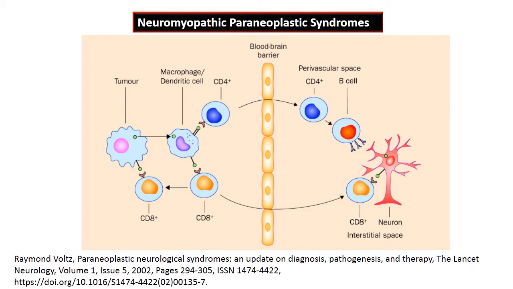CD8 positive T cells recognize the antigen on tumor cells and thereby contribute to a good tumor prognosis. And CD4 positive helper T cells migrate through the blood-brain barrier and home to the perivascular space, where they help B cells to produce specific antibodies. They also prepare a pro-inflammatory microenvironment that includes induction of MHC class 1 expression by neurons. This enables the cytotoxic T cell to attack the neuron.